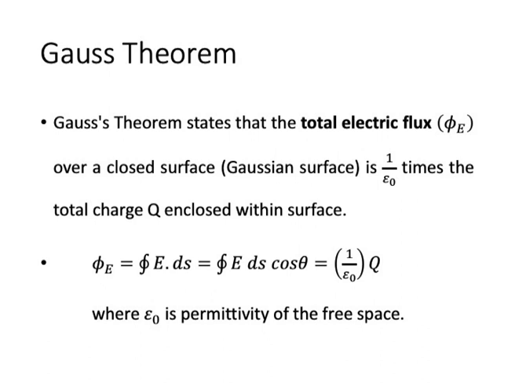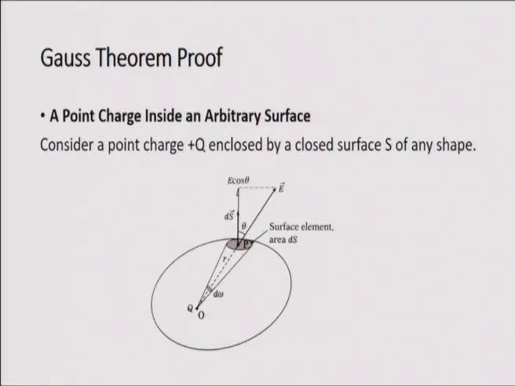So phi E is the surface integral of E dot ds for any curved surface, which we can write as the surface integral of E ds cos theta, and this equals Q by epsilon naught. Here epsilon naught is the permittivity of free space. So the total electric flux over a closed surface is equal to 1 by epsilon naught times Q.